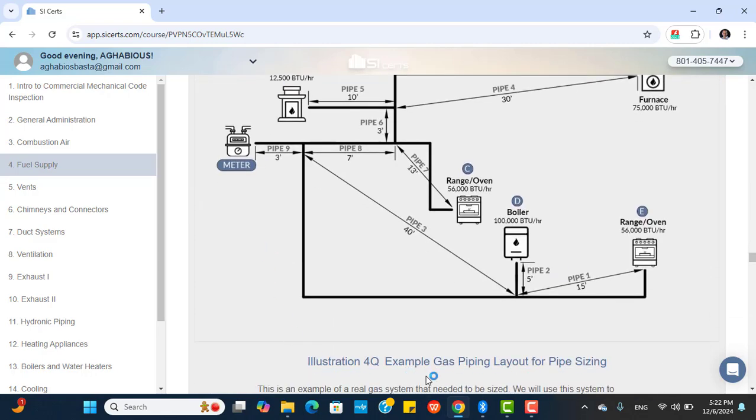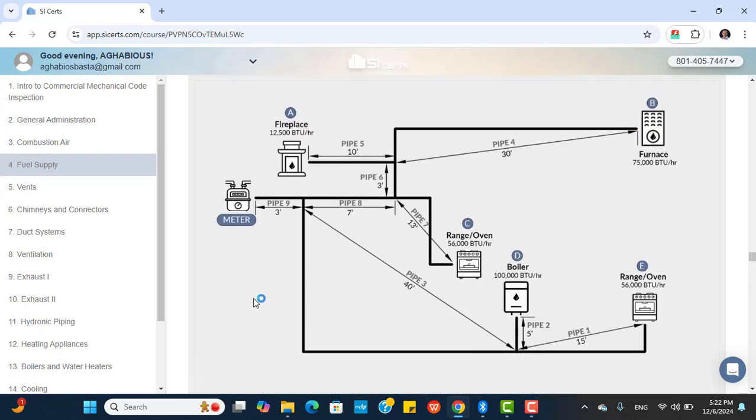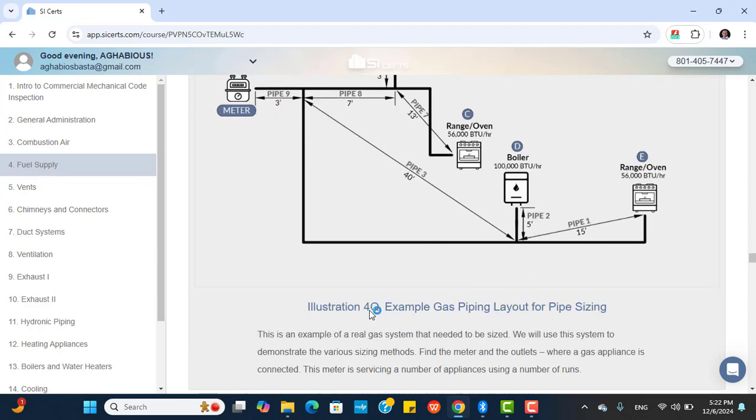Here is the illustration for the example gas piping layout. This is a range, an oven, 56,000 BTU per hour. It's pipe 1, 15 feet, pipe 2, pipe 3, and pipe 4, and so on until the meter. There we have a fireplace, a furnace, a range, two ranges with the same amount of BTU per hour, and a boiler at 100,000 BTU per hour.